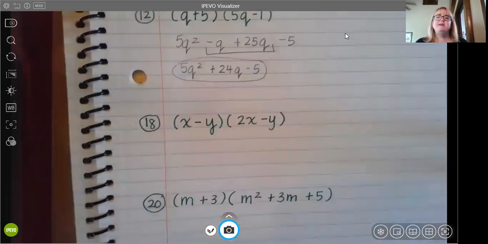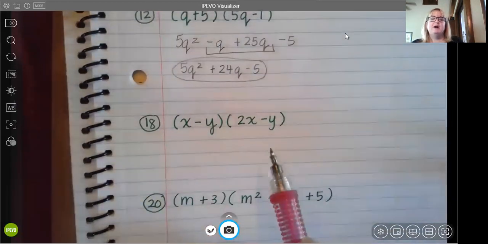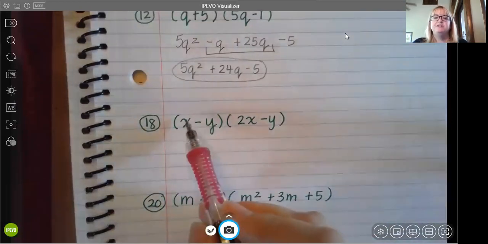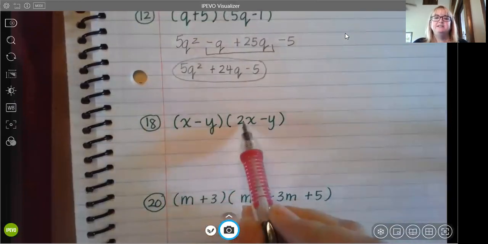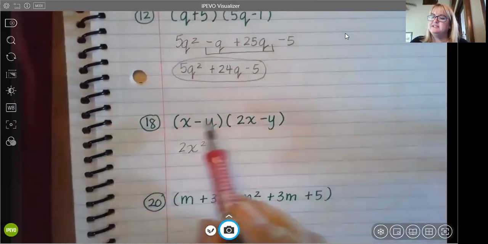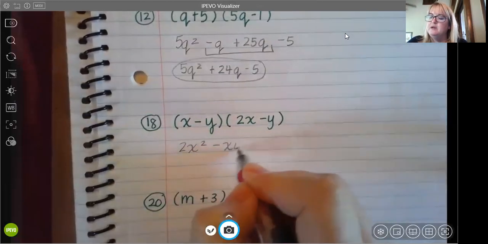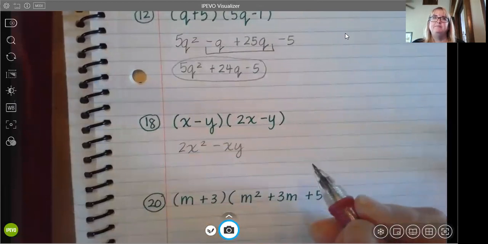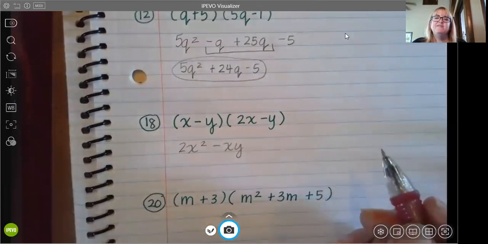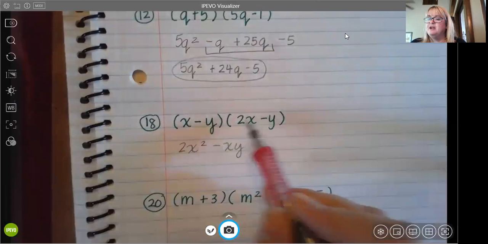Number 18, I picked that one because both terms have a variable in it, and so I wanted to go over this one with you. So let's do x times 2x, which would be 2x squared. And then x times negative y would be negative xy. When you're multiplying two variables like x and y, convention says that you put them in alphabetical order. All right, and so we've taken x and multiplied it by both terms.